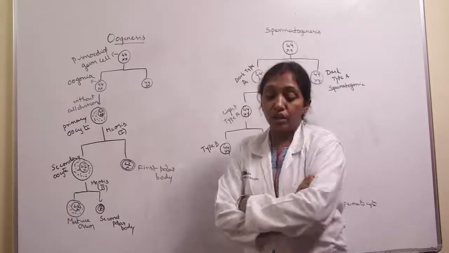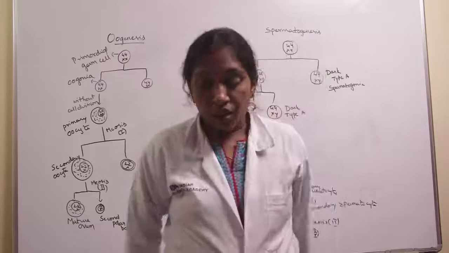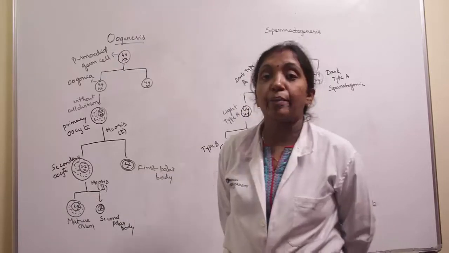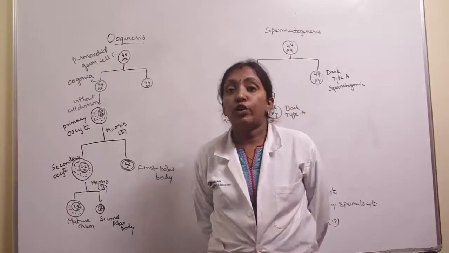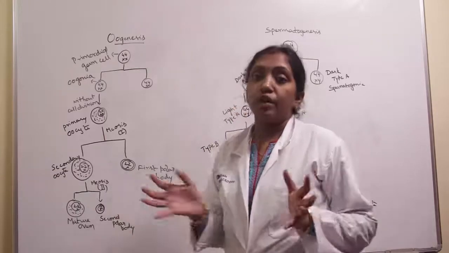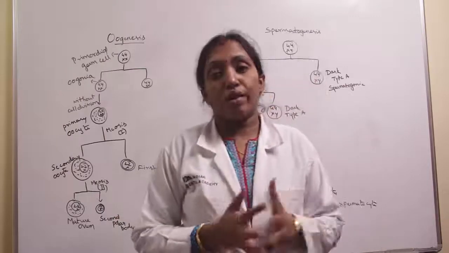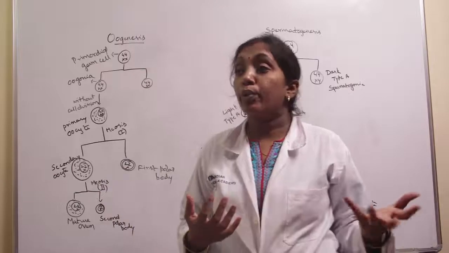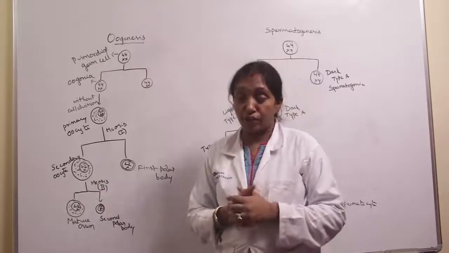So coming to the oogenesis. Oogenesis is a process of maturation of primary oocyte to mature ovum. Usually the primordial germ cells are present in the cortex of the ovary. These primordial germ cells are formed by the proliferation of the endodermal cells of the yolk sac.